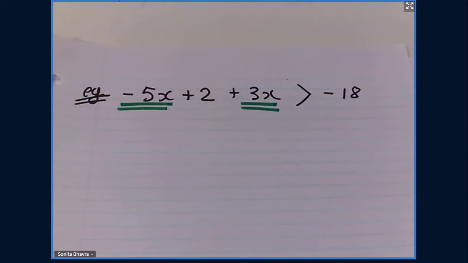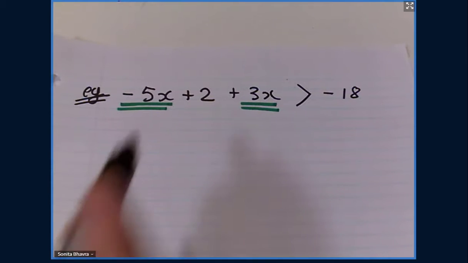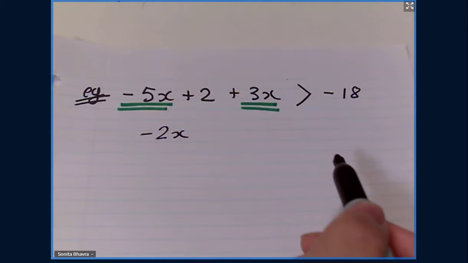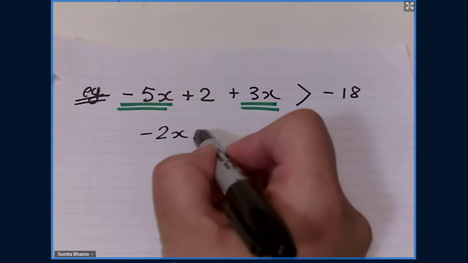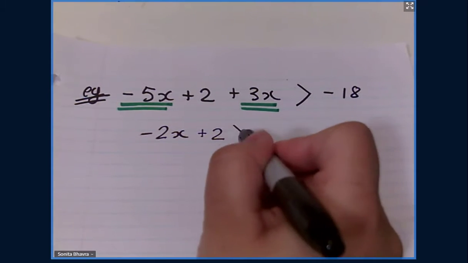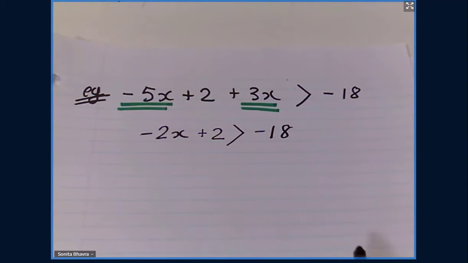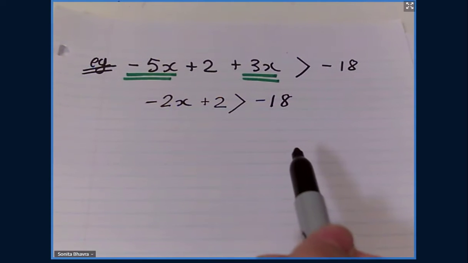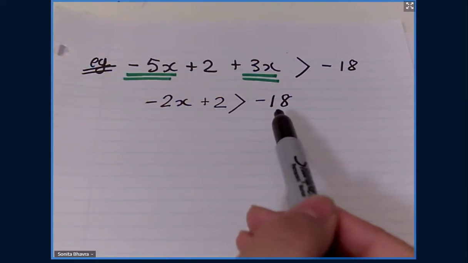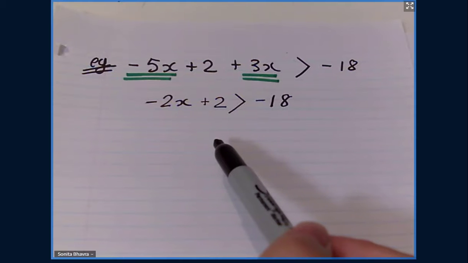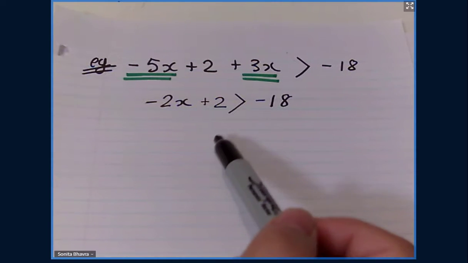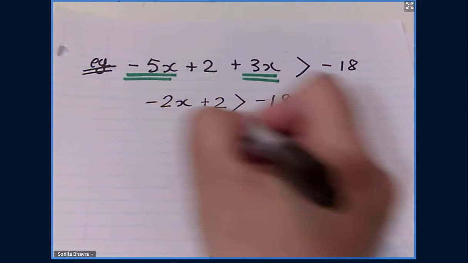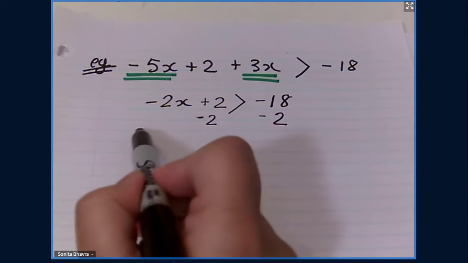So negative 5x plus 3x, that gives me negative 2x, and I still have the plus 2, and it's greater than negative 18. So all I've done is collected my two like terms here. Now I can start moving things across to the other side. So now I will use opposite operations. So I have to get rid of this plus 2. So I have to subtract 2 to both sides.